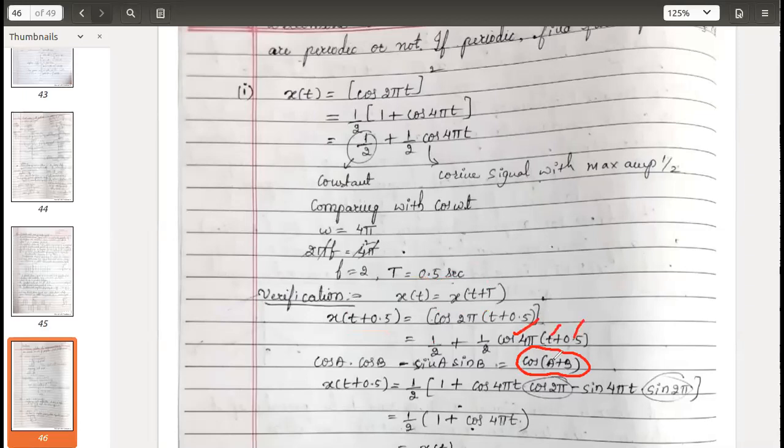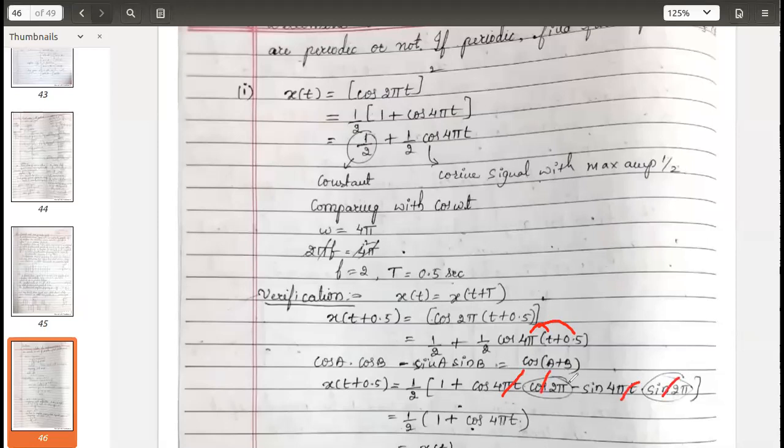If you expand this, cos of a plus b is cos a into cos b minus sin a into sin b. What are a and b? They are 4 pi t and 4 pi into 0.5. I should multiply 4 pi also: 4 pi into t, and 4 into 0.5 is 2, so 2 pi. So it is cos a cos b minus sin a sin b.